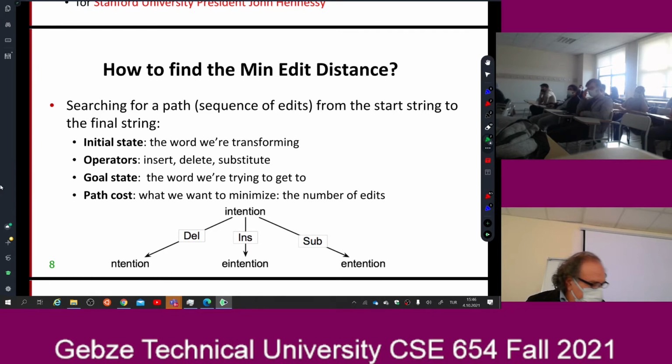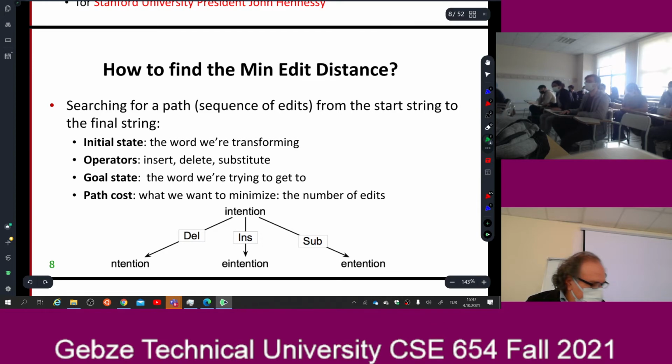My starting state is intention. My final state that I'd like to reach is execution, right? So at every step, I can do one of these 3 things. I can delete one letter. This one deleted one letter. Okay. I can insert one letter.